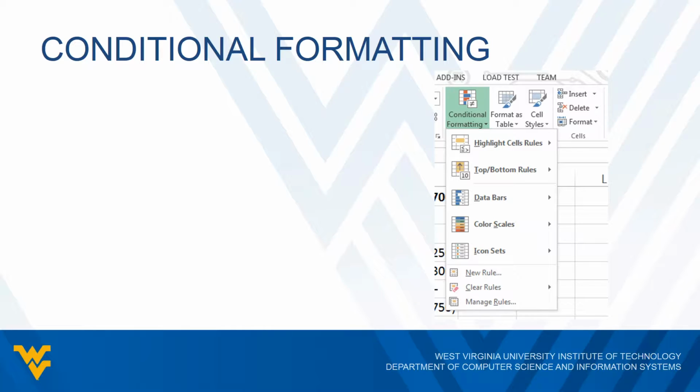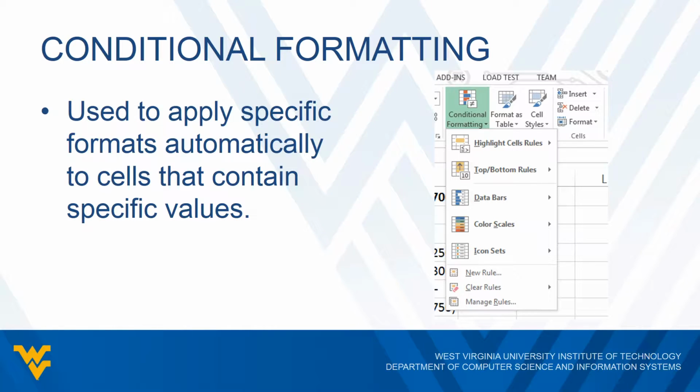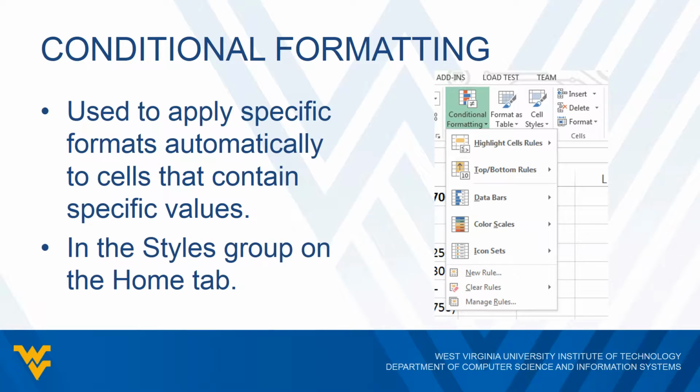Another neat feature in Excel is conditional formatting. What this does is we can apply specific formats that show up automatically on our cells whenever they contain specific values. Like if a value becomes a certain number, or greater than a certain number, or if it's the largest among a set, we can have our cells formatted automatically whenever this change happens. To find this, you would go to the Home tab, and then under the Styles group, there is the conditional formatting option.